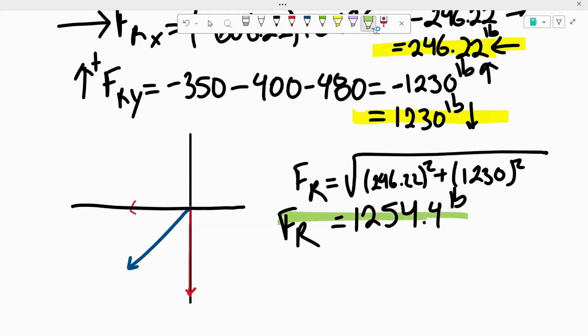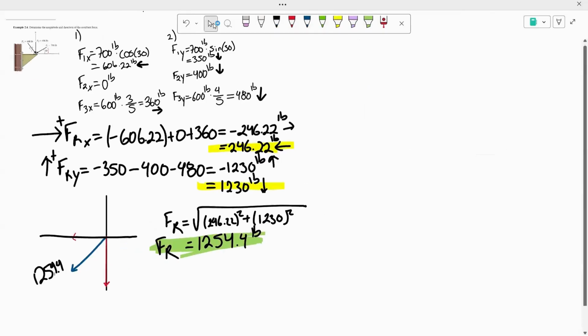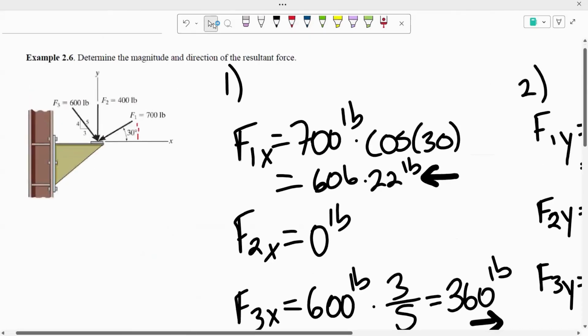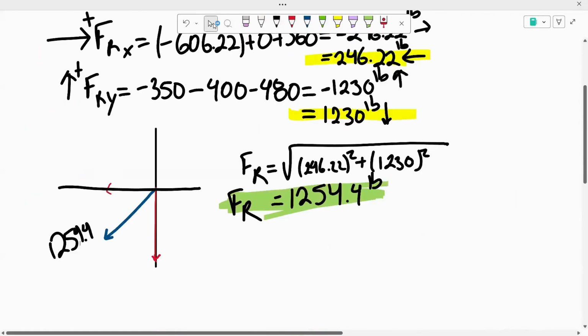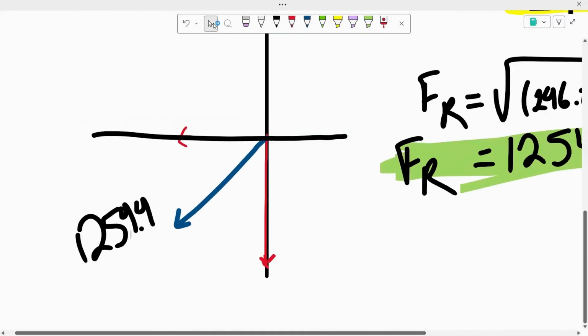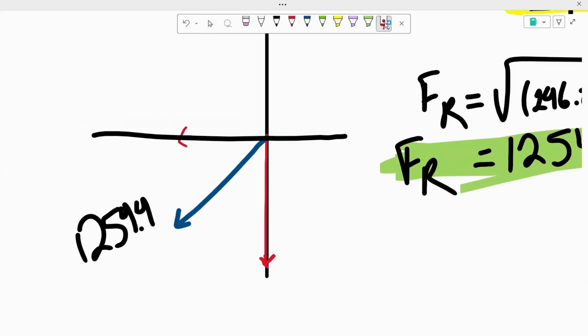This is the answer to the first part of our example. So this has a magnitude of 1,254.4, because here it asked us to find the magnitude of the resultant force. The only thing that's missing is finding the direction of it, and we're going to find it going counterclockwise from the positive x-axis. So we're trying to find the angle starting from the positive x-axis, going counterclockwise until we hit this resulting force right here.